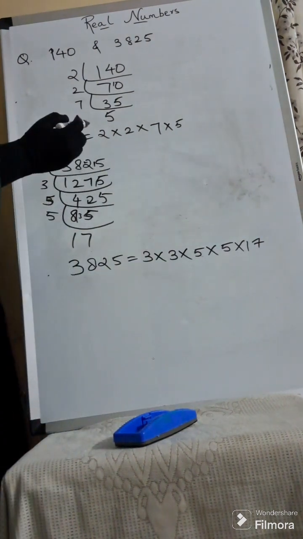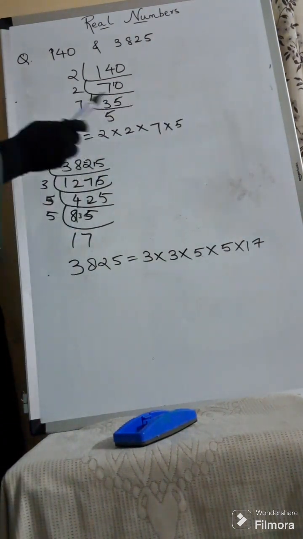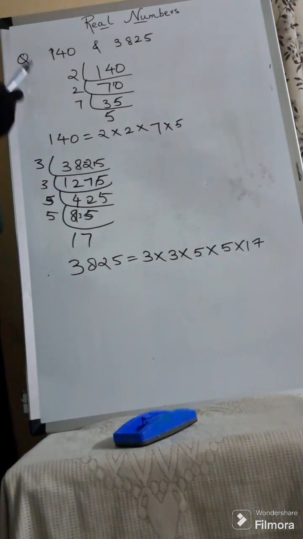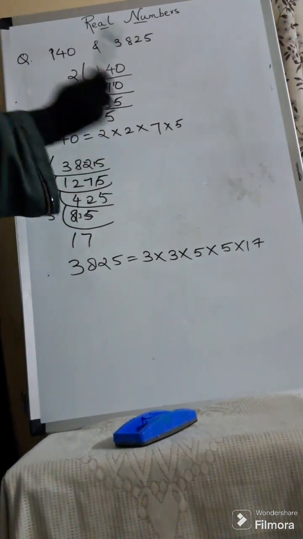You see, all the numbers are nothing but prime numbers, 2, 7 and 5. So like this we express these numbers as the product of its prime factors.